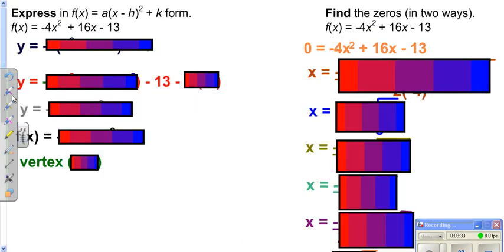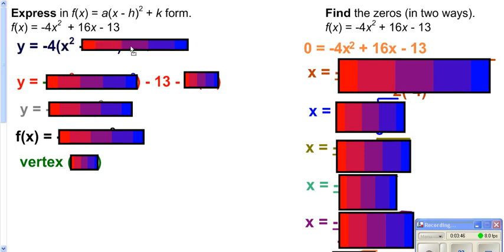As we take a look here, we need to go ahead and get this in the vertex form. We're starting out with the standard form, so you need to complete the square. To complete the square, you need to have a 1 in front of your squared term, so you're going to factor negative 4 only out of the x's. We're going to leave our negative 13 out back.